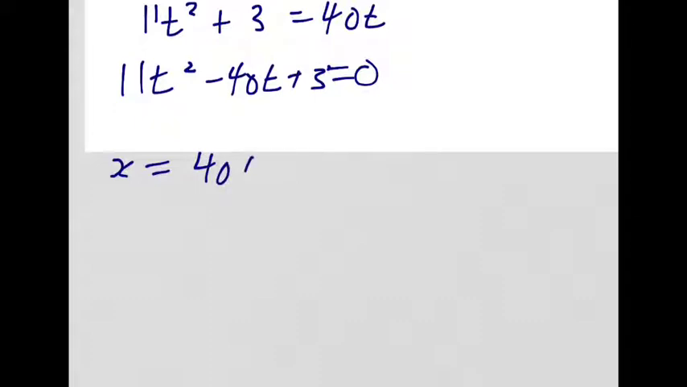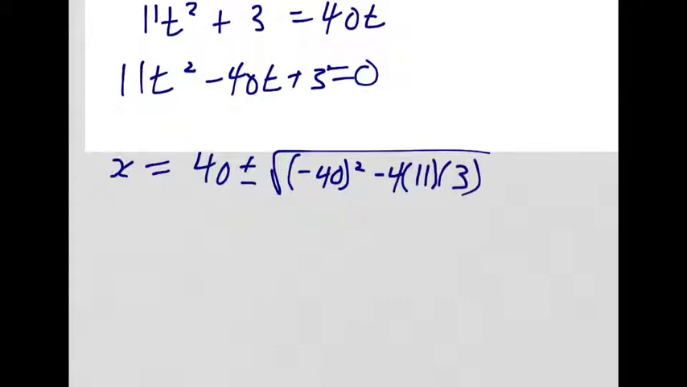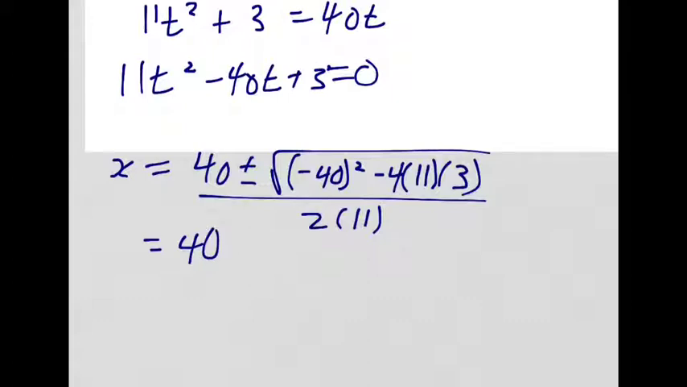So 40 plus or minus the square root of negative 40 squared minus 4 times 11 times 3, all over 2 times 11. You guys following me? I know I'm going a little quick, but this step here we could have done magic number factoring, but a little tough because factors of 33 that add to equal negative 40. It's a little tough, right? So it's probably going to be a decimal number. So we use quadratic formula. Good enough?